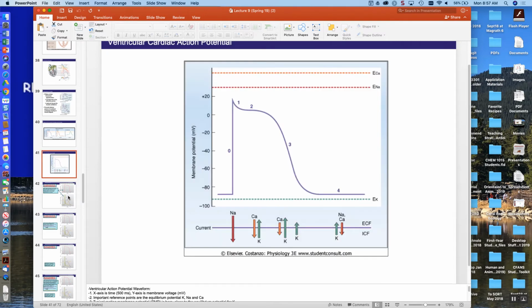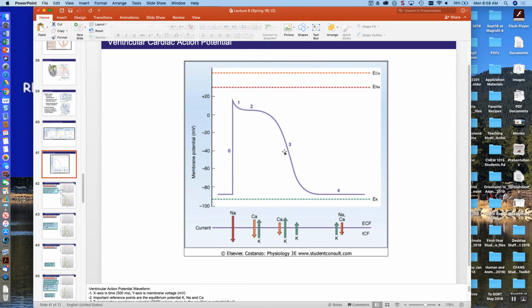That won't be on your test, right? What will be on your test is what channel is responsible for phase 0? What channel is responsible for phase 3? The voltage-gated sodium channels are responsible for phase 0. Voltage-gated potassium channels are responsible for phase 3. Okay, just something to think about too.